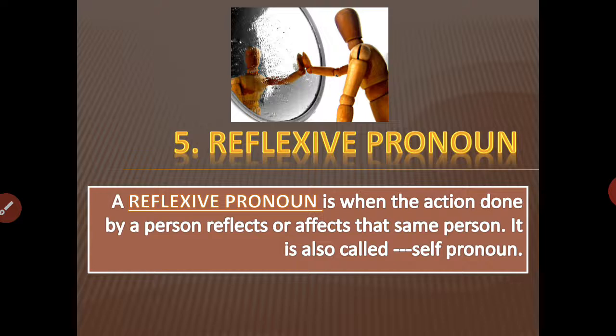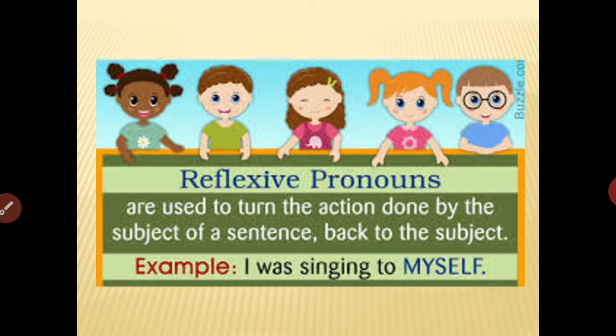Now, the rule of this kind is he or she is the object. They are formed by adding self to the singular and selves to the plural form. Let's see. Reflexive pronouns are used to turn the action done by the subject of a sentence back to the subject. For example, I was singing to myself.